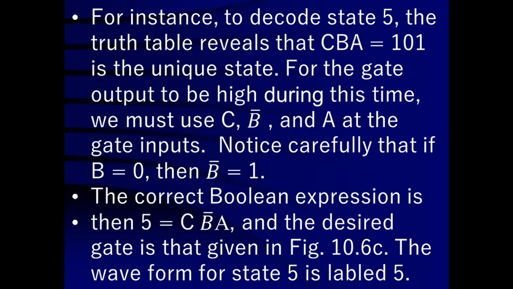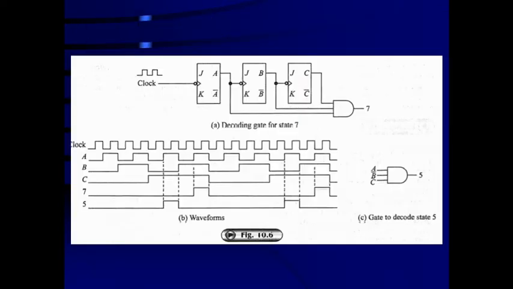Notice carefully that if B is equal to 0, B bar is going to be 1. So all 3 inputs of the AND gate are going to be high, and when this particular state 101 occurs, then the output of the gate is going to be high. That means it will provide 1 pulse. The correct Boolean expression is then 5 is equal to C B bar A, and the desired gate is that given in figure 10.6a. The waveform for the state 5 is labeled accordingly.